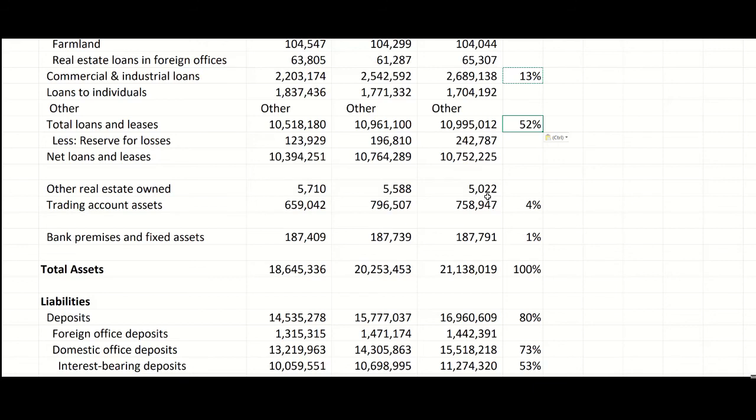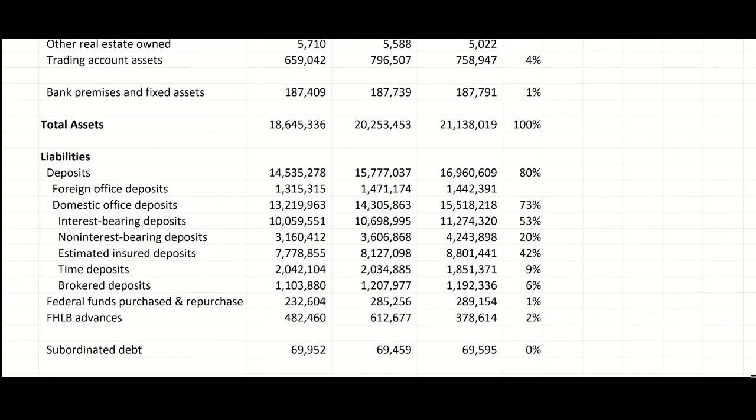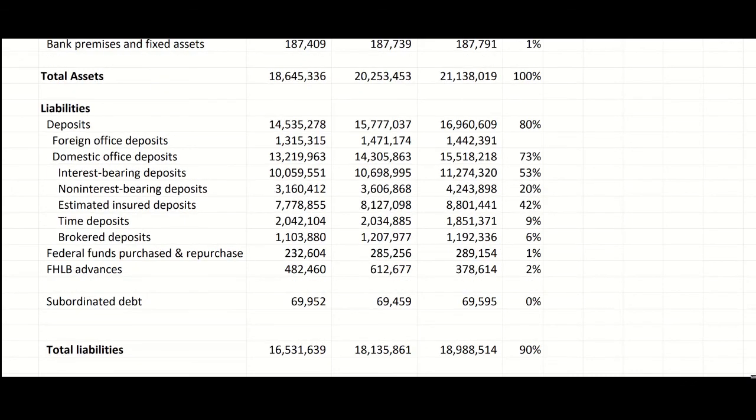And then there's some trading accounts. Banks trade usually in the bond market, in other assets, and maybe in the derivatives market. It's a small percent of the total assets. Then bank premises and fixed assets are very, very small. And then we come down. Let's look at the liability side. So you see deposits are 80% of liabilities. That's 80% of total liabilities plus equity.